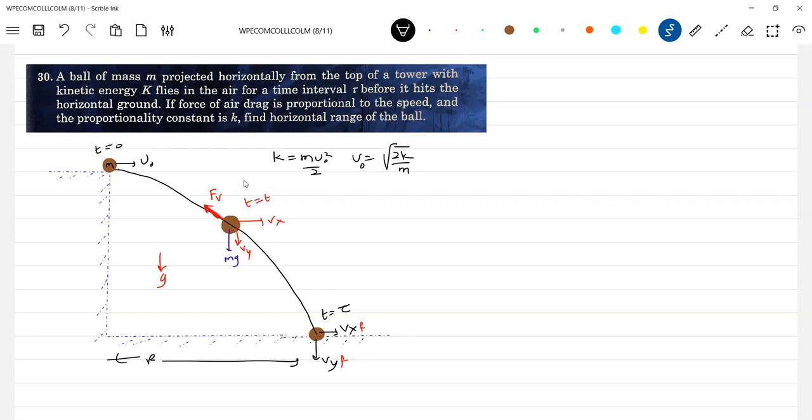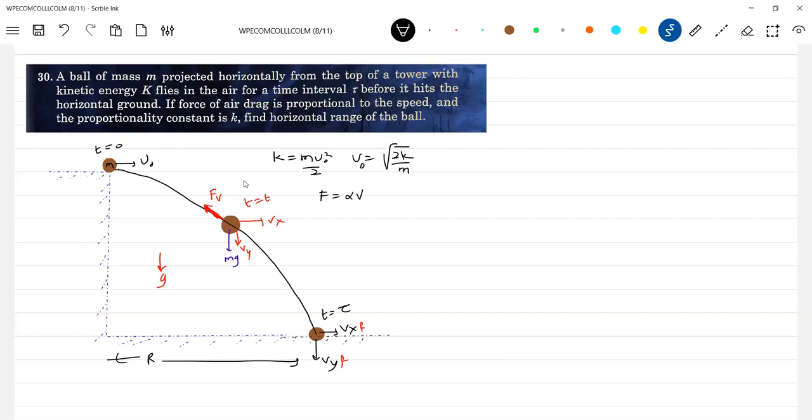Find the horizontal range of the ball. It's asking to get an expression for R in terms of K, and the drag force is proportional to speed v. Proportional is telling us this is definitely a viscous drag. So the viscous drag should be equal to alpha v. That alpha we don't know, we'll try to determine.